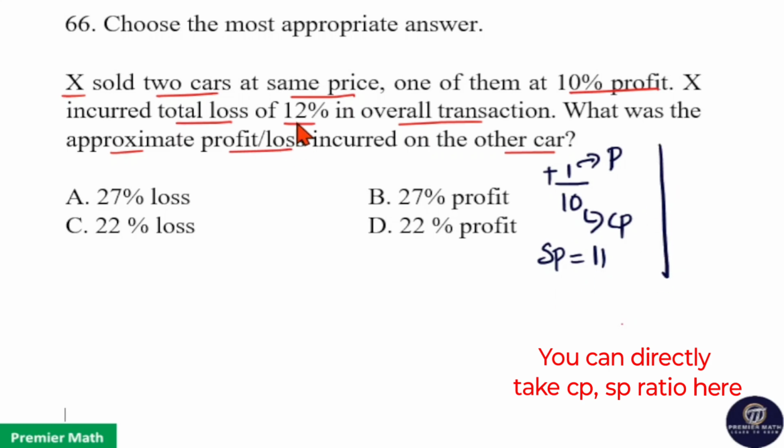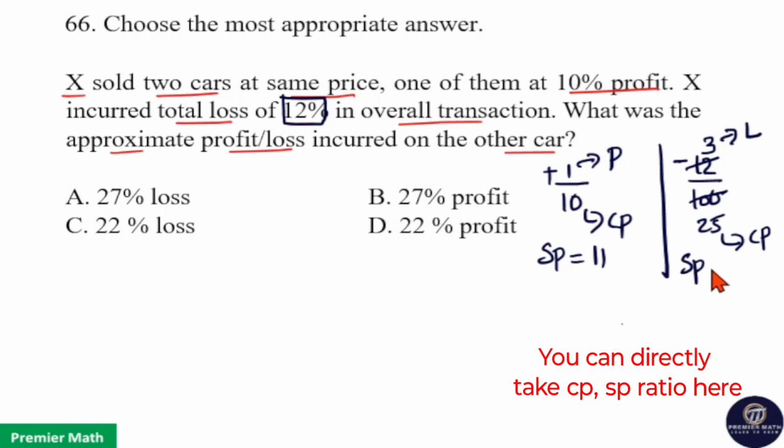Now X lost 12% in the overall transaction. 12% means 12 by 100. Now 4 goes 3 times in 12 and 4 goes 25 times in 100. Now this is a loss, the total loss. In the overall transaction, the total loss is 12%. That means this is minus 12 by 100. So here 3 parts is the loss and 25 parts is the cost price.